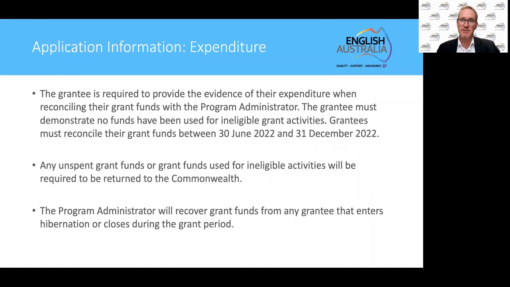Now, it's making sure that you need to demonstrate the funds aren't used for any of that ineligible activity, and the department and through our services reserve the right to recoup any funds that have been used for ineligible expense. Any unused funds need to be returned to the Commonwealth as well, and we will work with providers around that process and recover funds if required, either through non-use, inappropriate use, or if a provider needs to go into hibernation during that time.